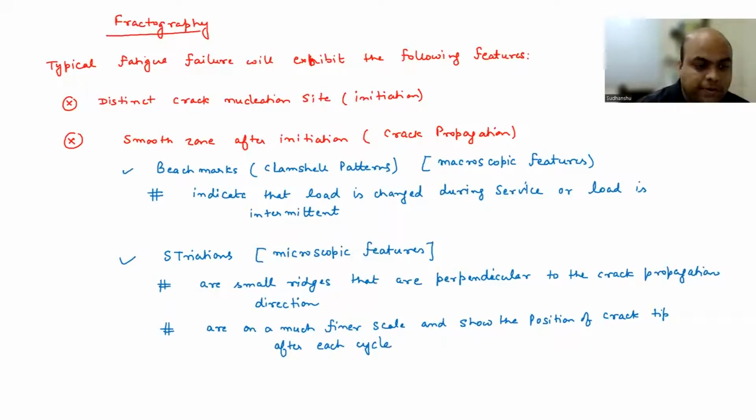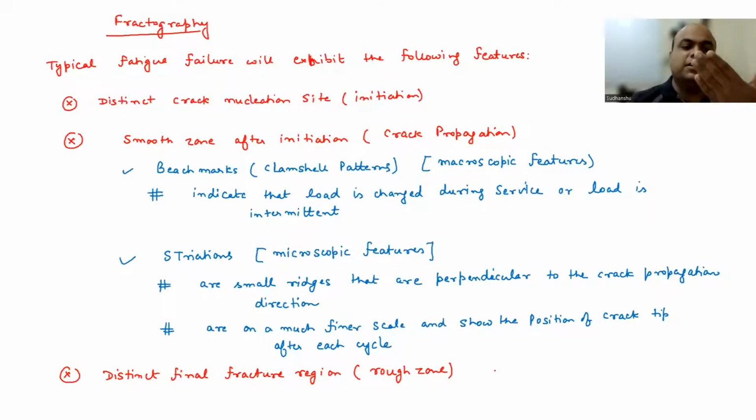And finally, you are going to end up getting a distinct final fracture region, and this will be a rough zone. So if you see the fracture surface macroscopically, you are going to observe one nucleation site. From there onward, you are going to see the smooth zone, which will be related to fatigue crack propagation. And finally, you are going to see the rough surface. That rough surface will tell that this is the final fracture region. You can correlate this with your region 3, and that will be quite rough.